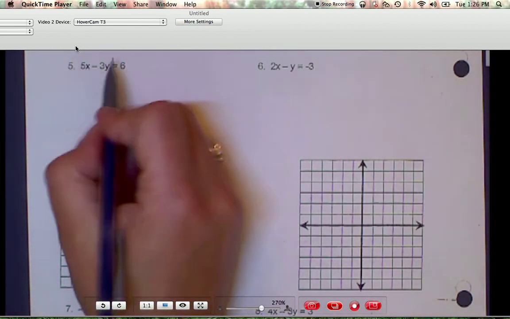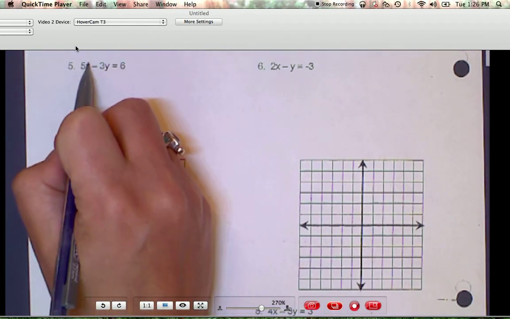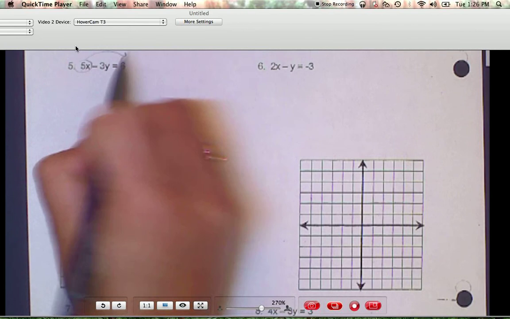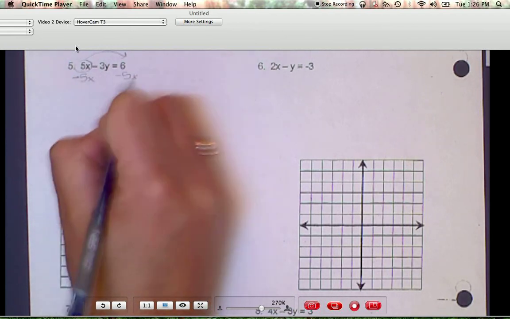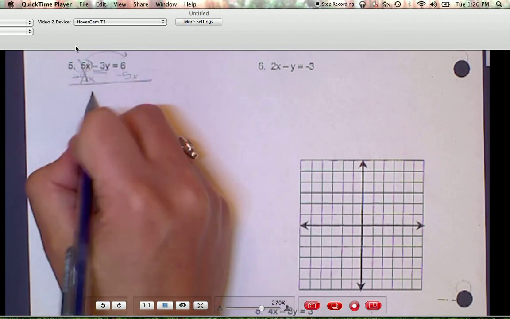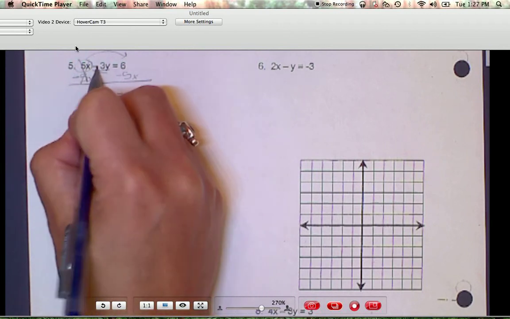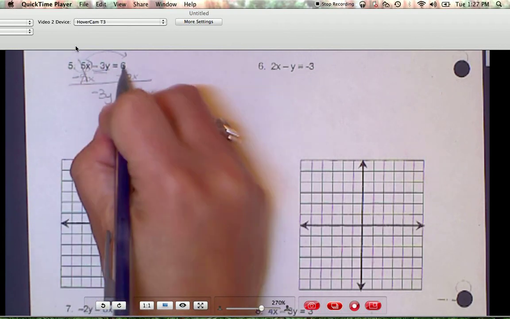So what are we going to do to get y alone? Remember, we undo addition and subtraction first, so we're going to move this whole guy over by subtracting it. But be very careful here because we're still left with a negative 3y. Don't forget that negative. Bring the x down first and the 6 down second.